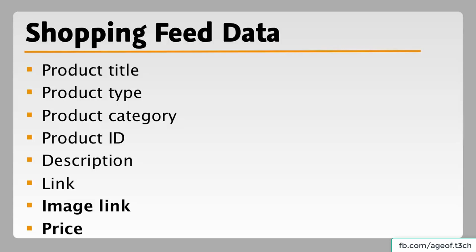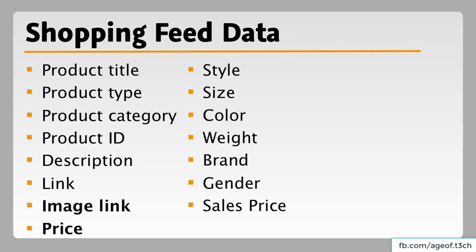However, because we are search engine optimizers, we can optimize the data feed with additional information. So you always want to put in, depending upon what type of product it is, style, size, color, weight, brand, gender, sales price. This is where your keyword research comes in when you know how people are searching for products. You can add this into your shopping feed so that when people are using more keywords, the attributes of your product can be found in the shopping search.